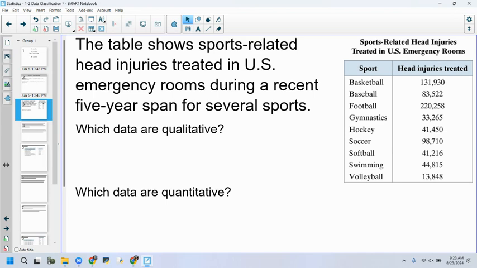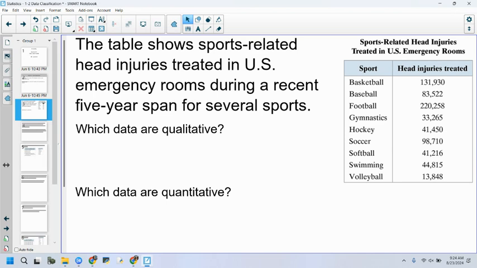Okay. The table shows sports-related head injuries treated in U.S. emergency rooms during a recent 5-year span for several sports. What piece of this data is qualitative and what piece of this data is quantitative? So let's look at the table that they give us. We've got the sports listed down the left side, and then the head injuries treated down the right side.